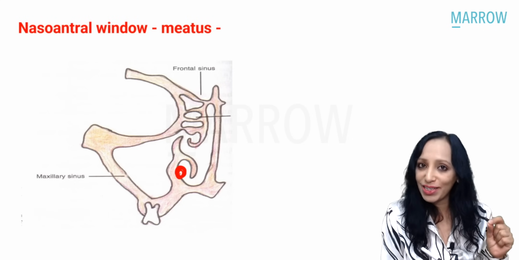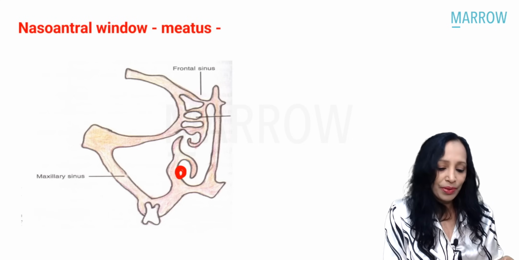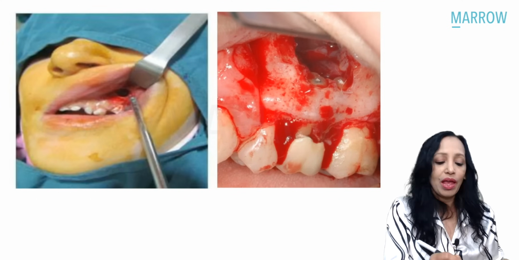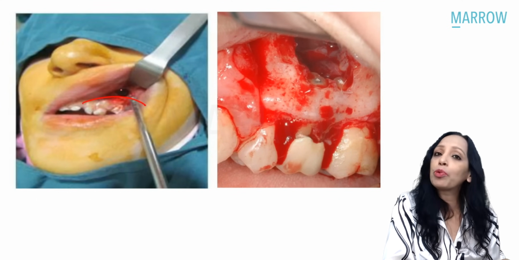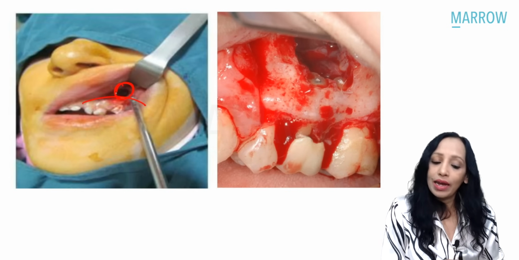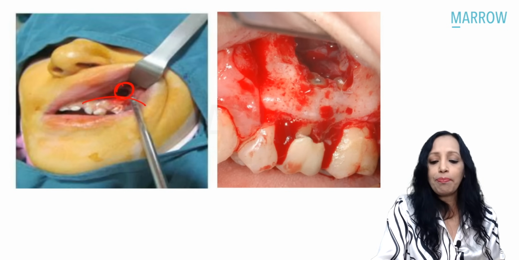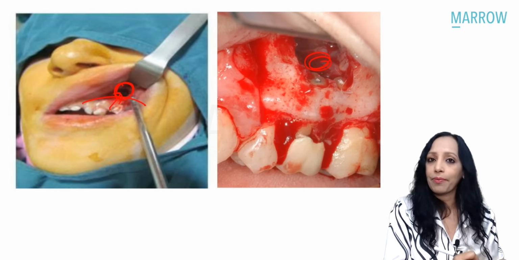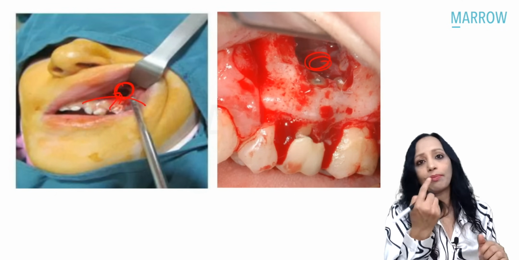Where do we do that? Yes, we have seen that. Whenever we go for Caldwell-Luc, we give a sublabial incision and we approach the maxillary sinus by making an opening on the anterior wall of the maxillary sinus. Now, after doing the surgery, we pack this maxillary sinus by a pack and then we stitch the sublabial incision.